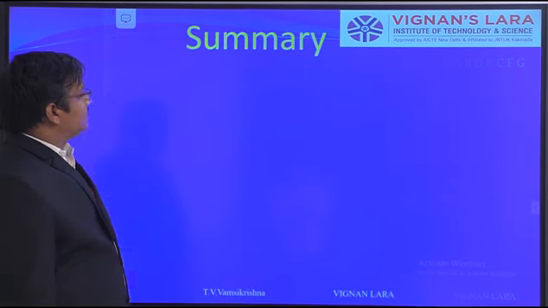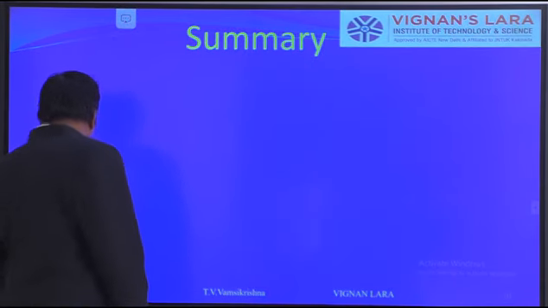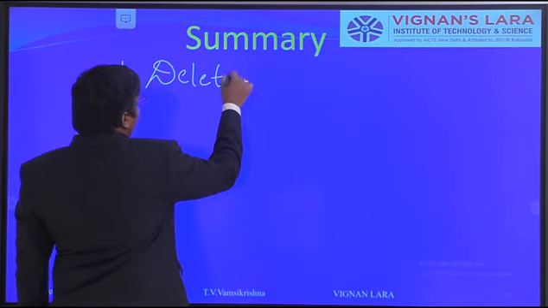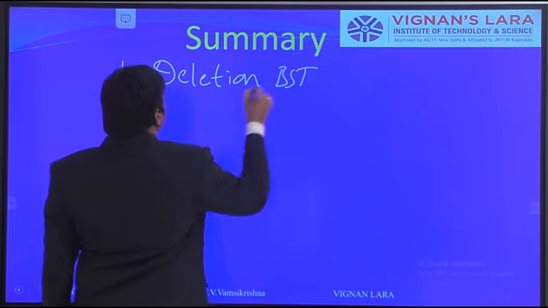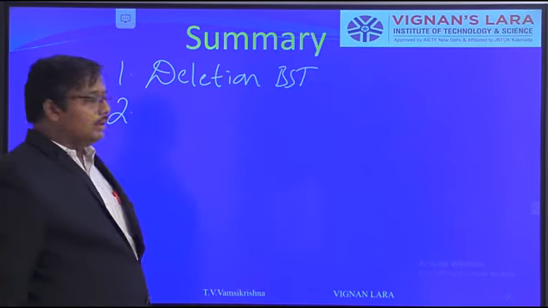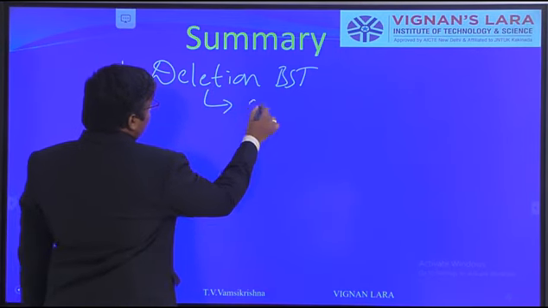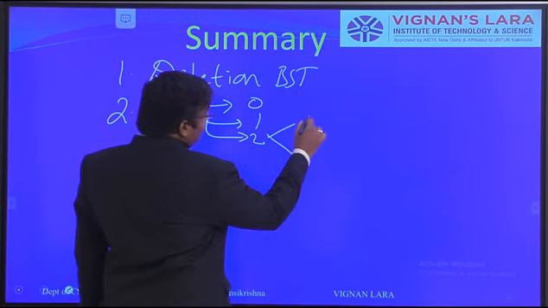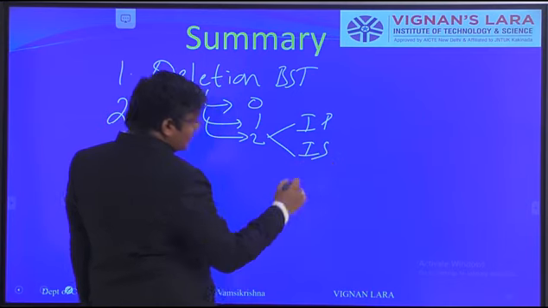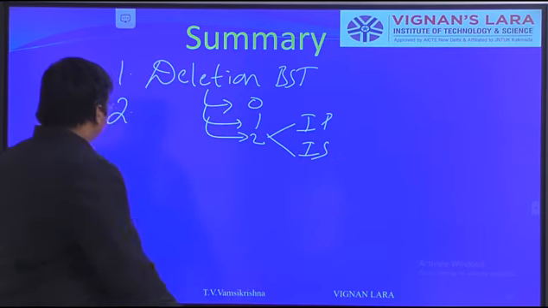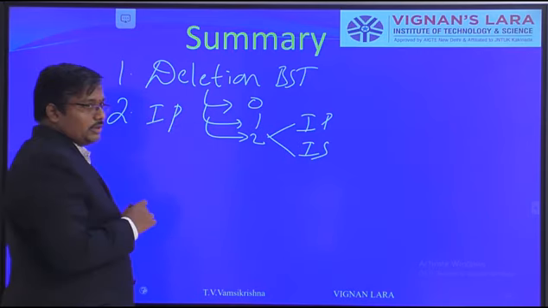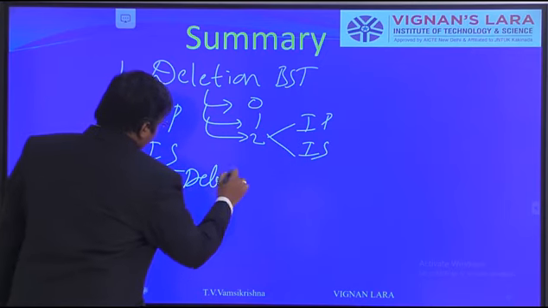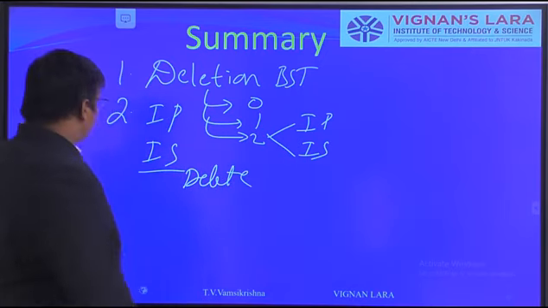In this class, let's review the concepts we have discussed till now. First, the deletion function in the binary search tree. Here three different cases are there: 0 children, 1 child, 2 children. In the 2 child case, there are two possibilities: in-order predecessor and in-order successor. We need to write the code for in-order predecessor and in-order successor, along with the binary search tree delete function.